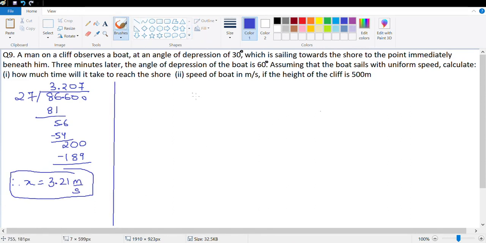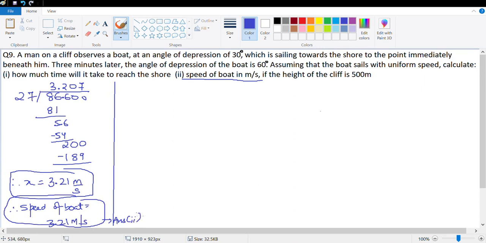So they wanted the speed of the boat, which I have calculated. Therefore speed of boat is equal to 3.21 meter per second. Done. This is my answer to part 2. Let's look at part 1.